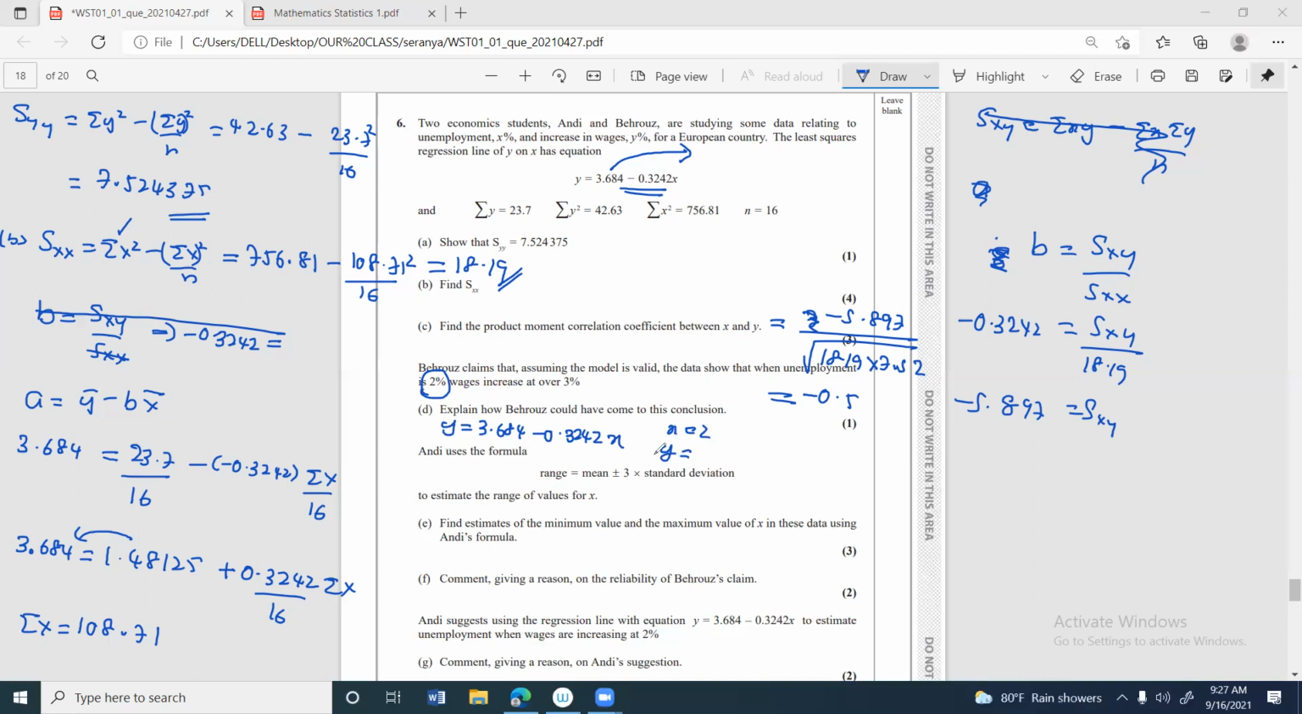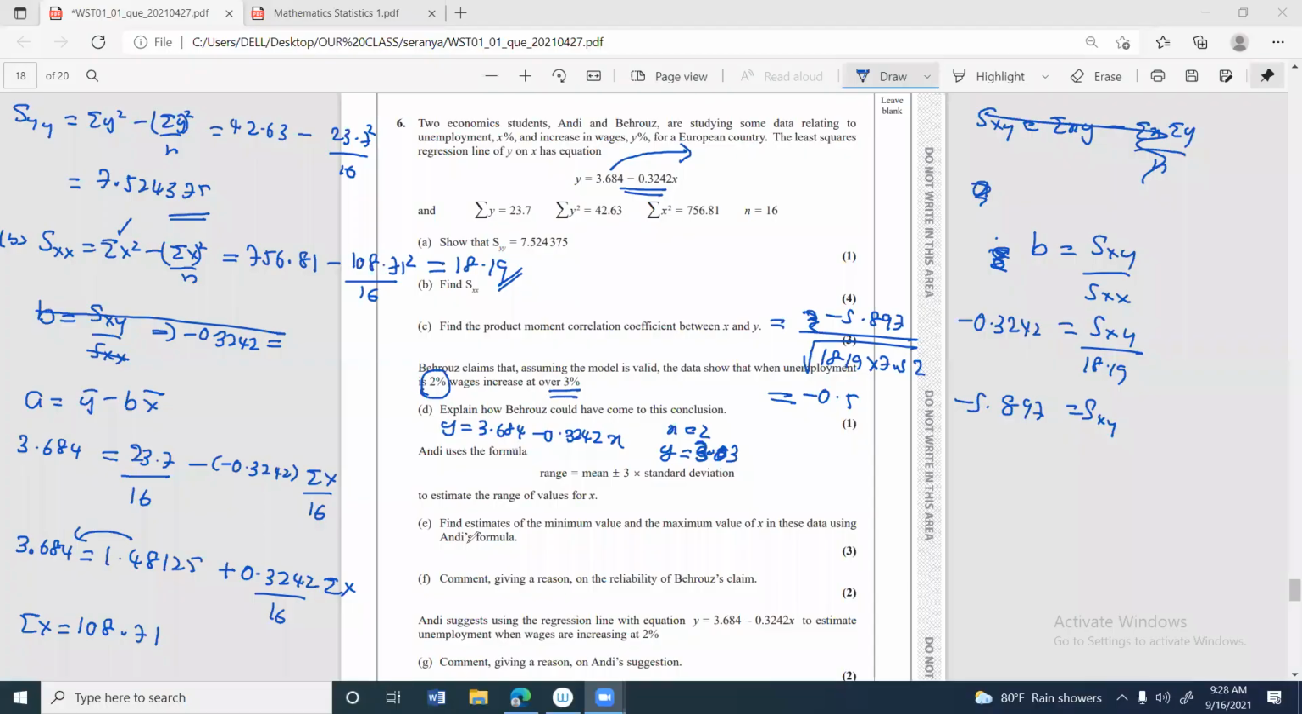The y answer becomes 3.684 minus 0.3242 into 2. That value becomes 3.03. So that is why they mention it turns up into 3%. That's a way of getting this answer. Okay, quickly get that.